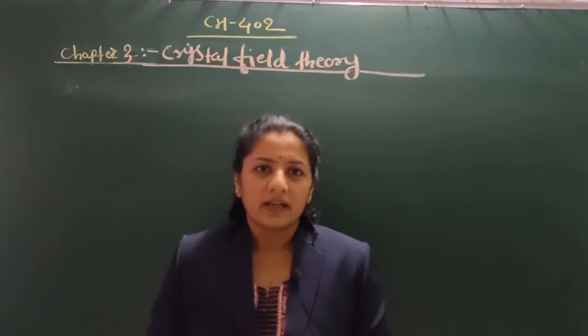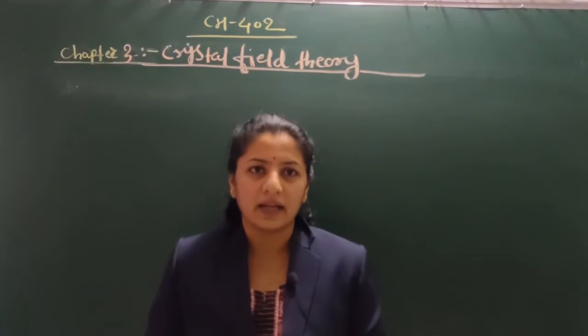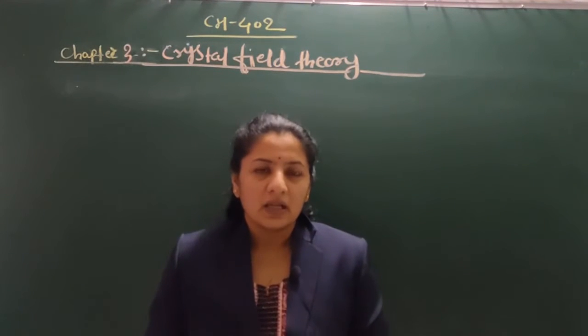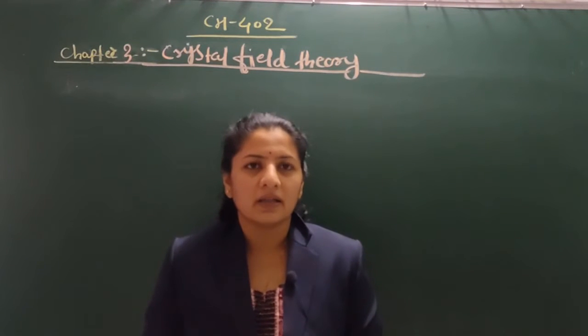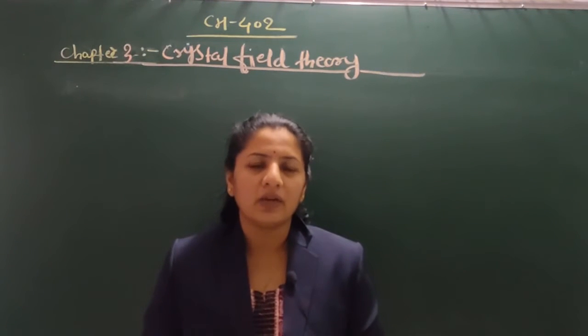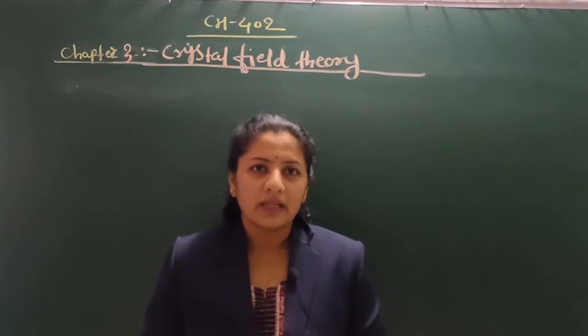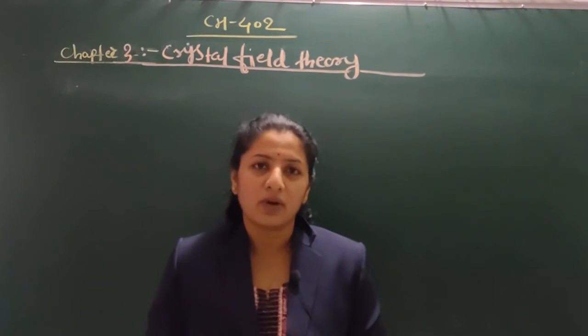So, if the ligand is an anion and the central metal atom is a cation, there is an attraction between the cation and anion, and due to that attraction, the bonding takes place. This crystal field theory was developed by Bethe and Van Vleck in 1929. This theory also explains the spectral properties of transition metal complexes.